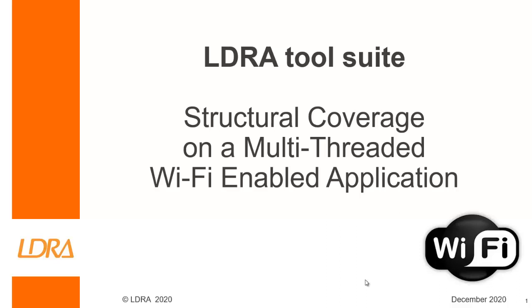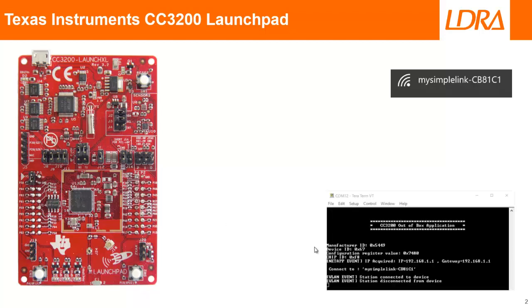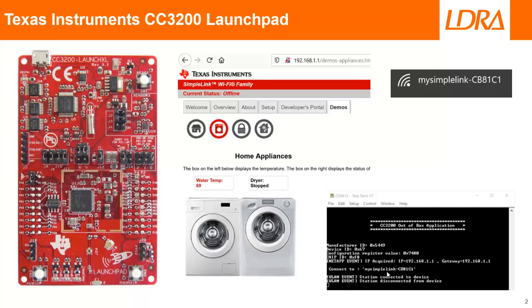Hello, this video is going to show how we can measure structural coverage on a multi-threaded Wi-Fi enabled application. Connected to my laptop at the moment, I have this Launchpad from Texas Instruments. When I execute the program, I'm going to be able to connect to the Wi-Fi and actually connect to this SimpleLink. Once I'm connected, I'm then going to be able to open a web page and actually control the execution from this web page. Well, let's take a closer look at this.